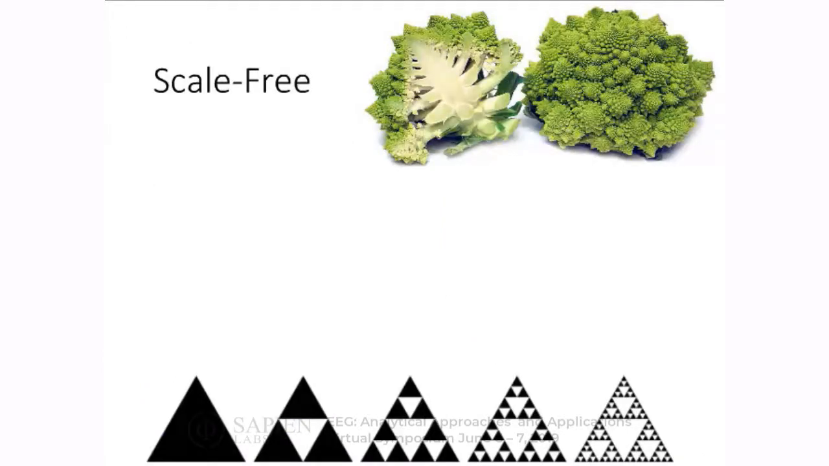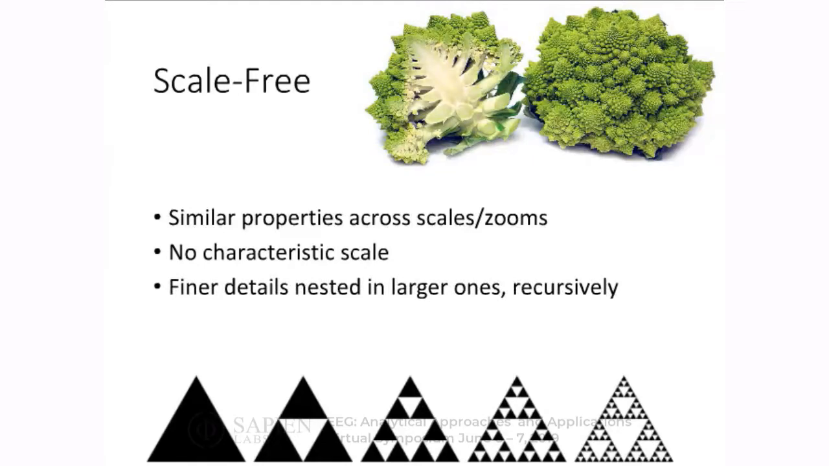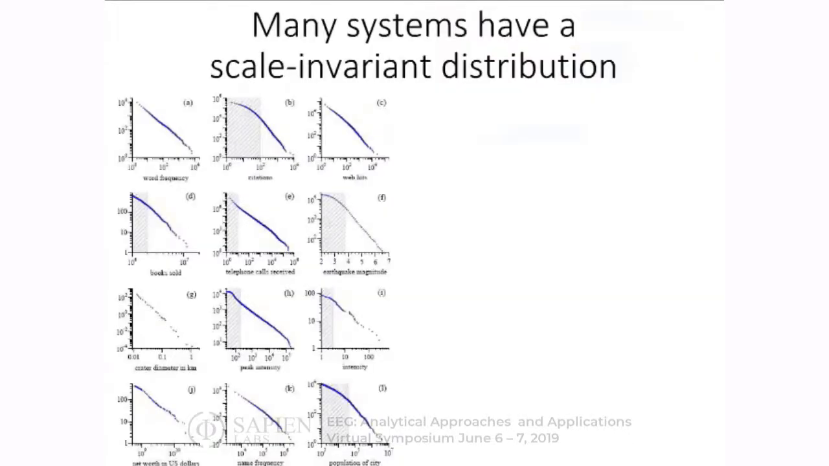Then I'm going to give a bit of an overview of what I mean by scale-free, and then we'll see how this is relevant for the EEG. By scale-free, I mean that there are similar properties across scales and zoom, that there is no characteristic scale, and that finer details are nested in larger ones in a recursive fashion. We know that many systems have scale-invariant distributions over at least some decades, for example earthquakes, web citations, and money.